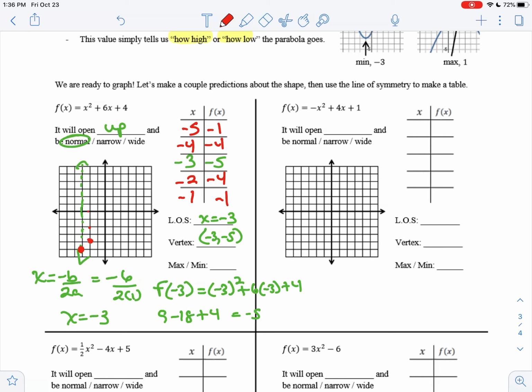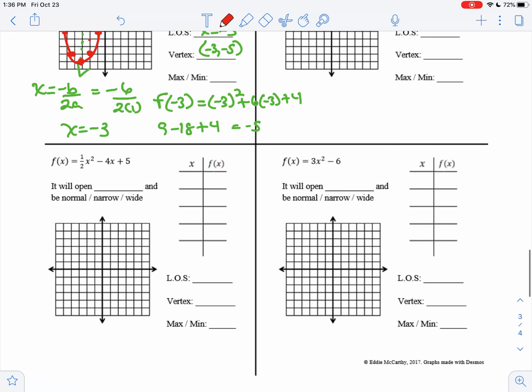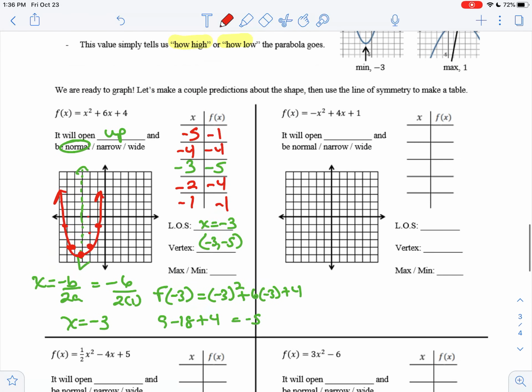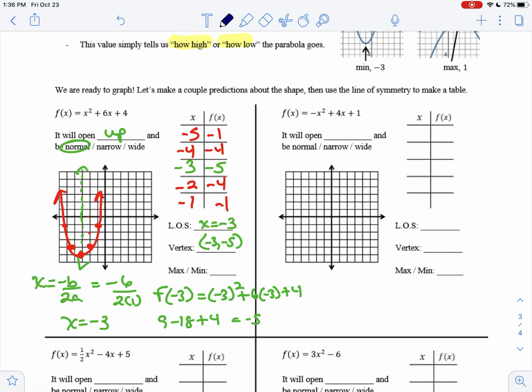So our graph is going to have ordered pairs at negative 2, negative 4, there, with a buddy on the other side for symmetry, negative 1, with a buddy on the other side for symmetry. And now we have a good graph. Okay, we'll do one more, and then that should be enough for this video. We'll save the others for practice in class. Let's do the next one.